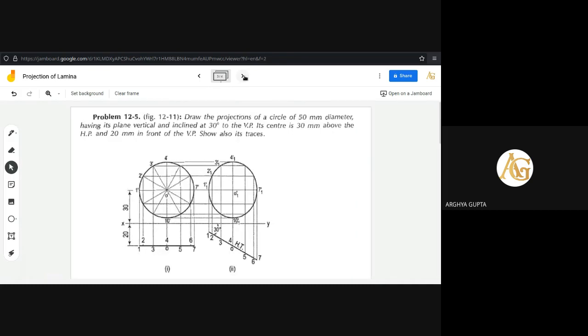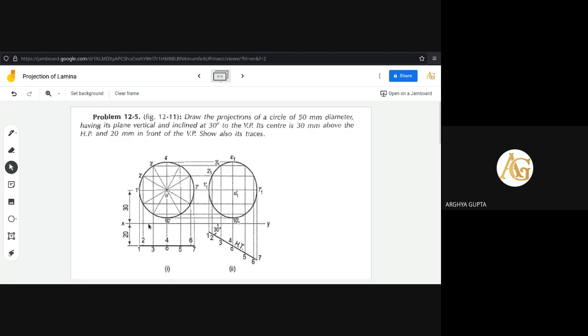Now let us see what is being written here. Draw the projections of a circle of 50 mm diameter having its plane vertical. Vertical means perpendicular to the horizontal plane, and inclined at 30 degrees to the vertical plane. Its center is 30 mm above the HP and 20 mm in front of VP. So it's traces. Now, it is said that the diameter of the circle is 50 mm, and it is 30 mm above the HP.